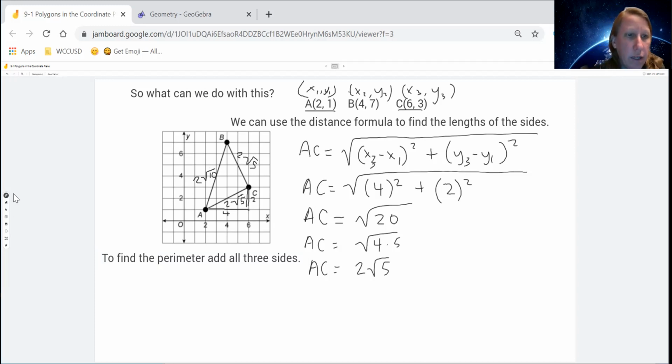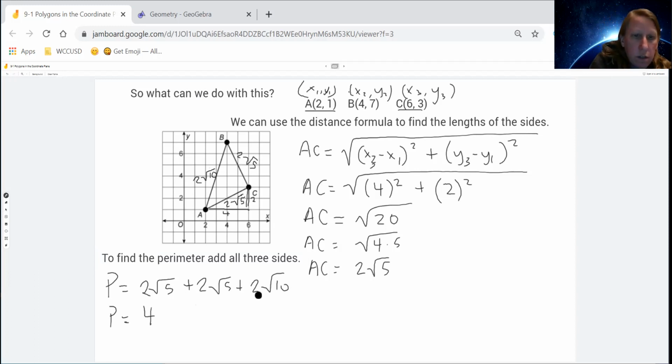So if I wanted to find the perimeter, I would add 2 root 5 plus 2 times the square root of 5 plus 2 times the square root of 10. This is kind of interesting. You can add these 2 together because they have the same irrational part, but you would not add this one with it. So a really good answer for this problem is 4 square roots of 5 plus 2 square roots of 10. And that's it. You would just say all of that many units.